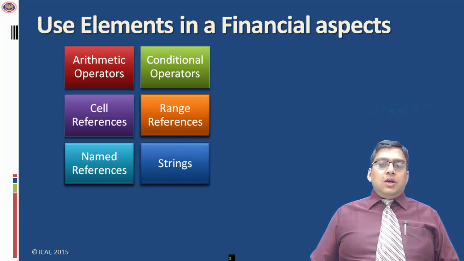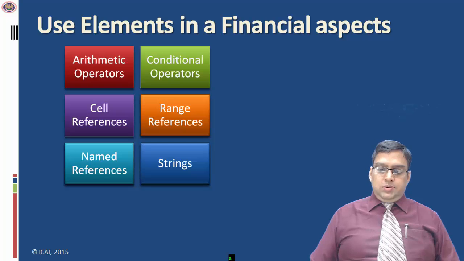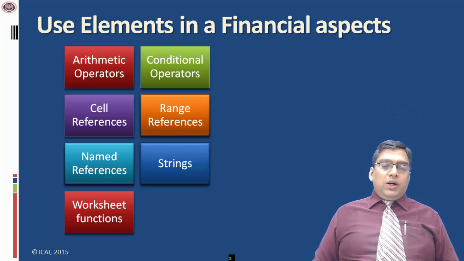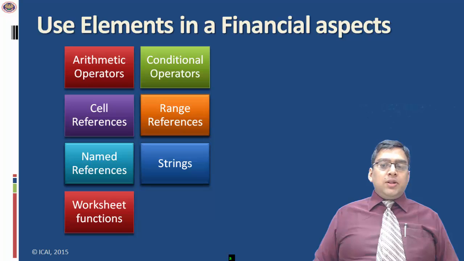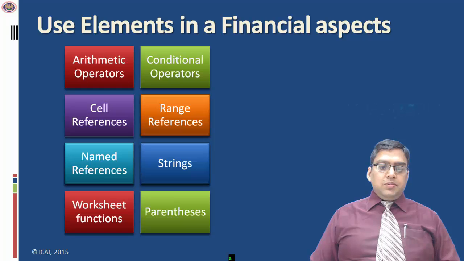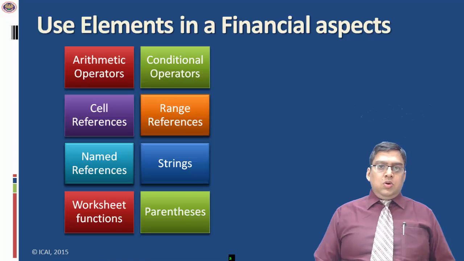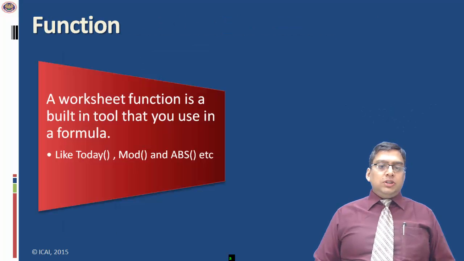Strings. Strings are always used in double quotation in a formula. Throughout, we use worksheet functions for calculating various aspects in a balance sheet. And parentheses. Every formula has its own set of arguments which are written in parentheses. Parentheses are also used to change the order of the calculations. We use various functions to calculate the financial aspects of balance sheets.